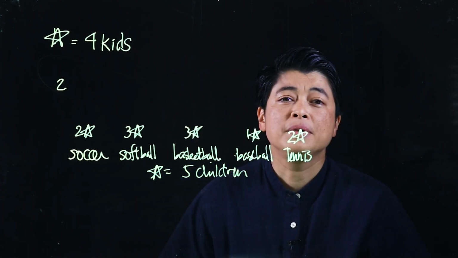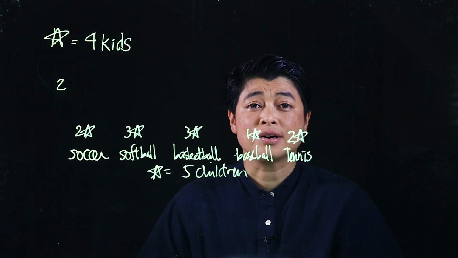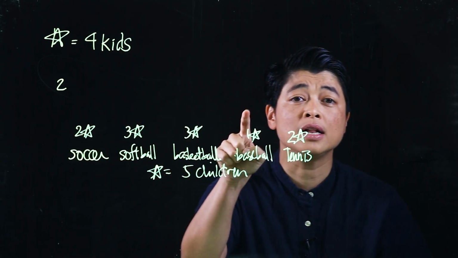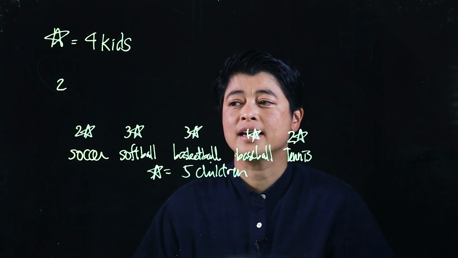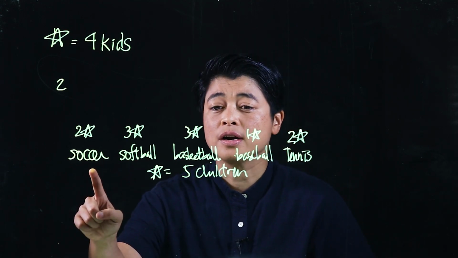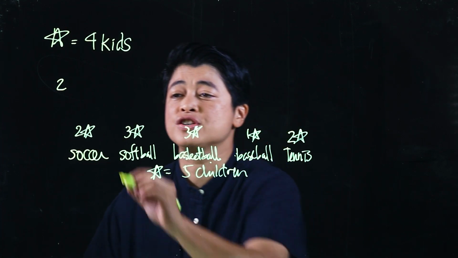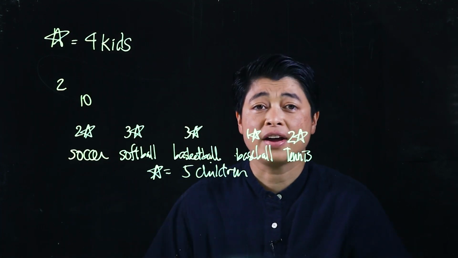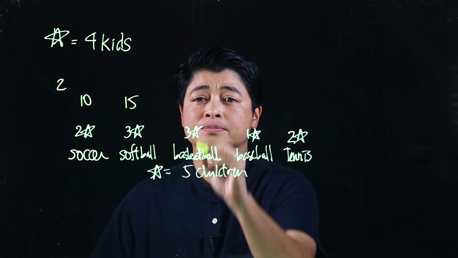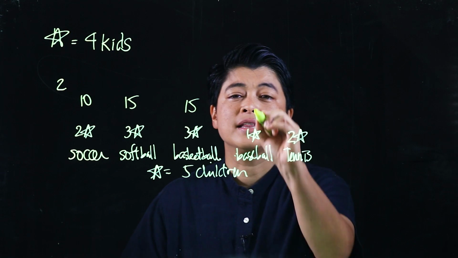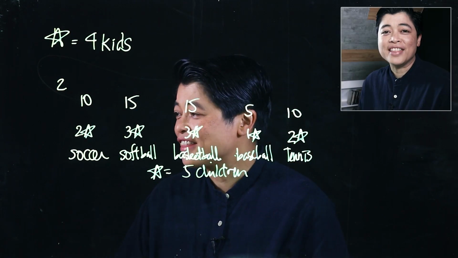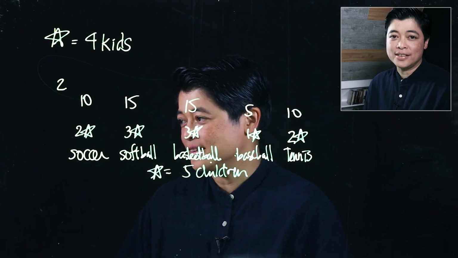So again, before we let our kids answer, it would probably be ideal to have them identify the total number of kids that like each of the sports. For soccer, that would be 2 times 5, which is 10. So they can count by 5s. This is 3 times 5, which is 15, which is also 15. This is 5, and this is 10. We will be answering 2 of the 3 questions.